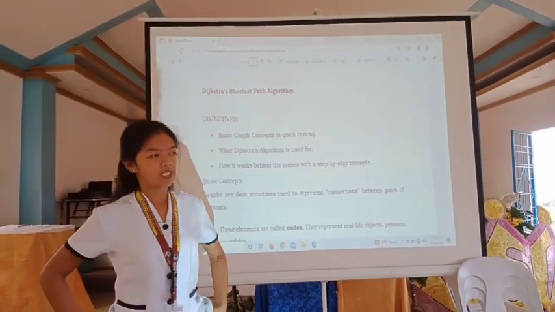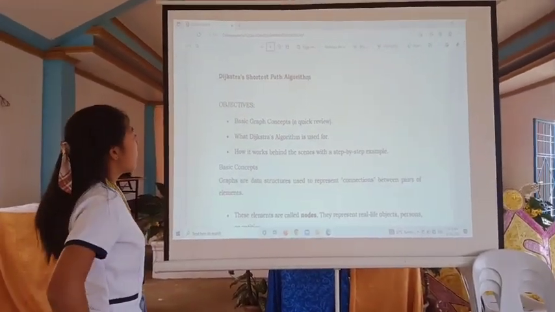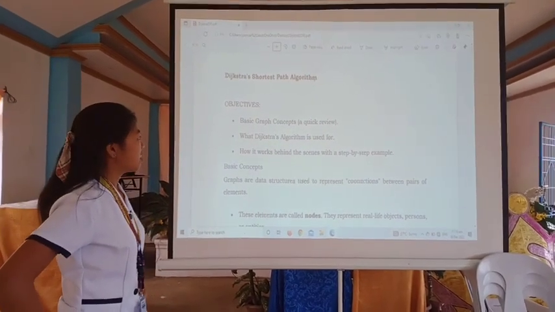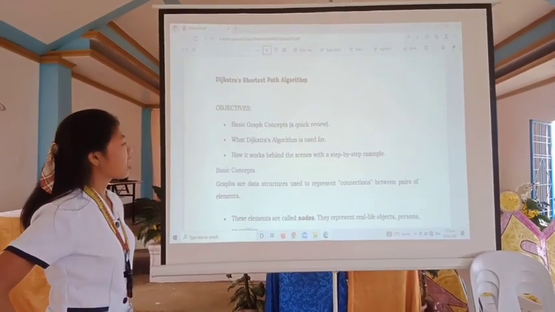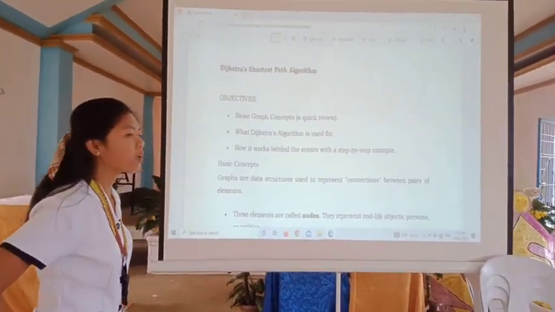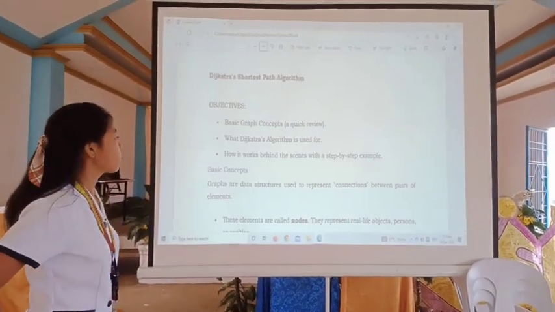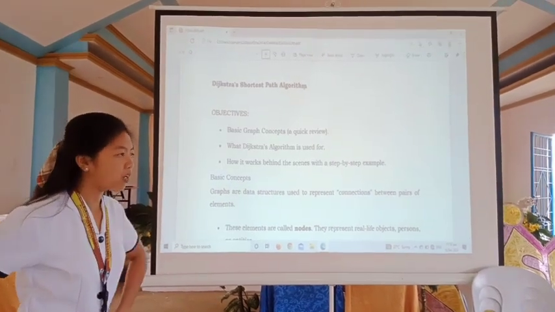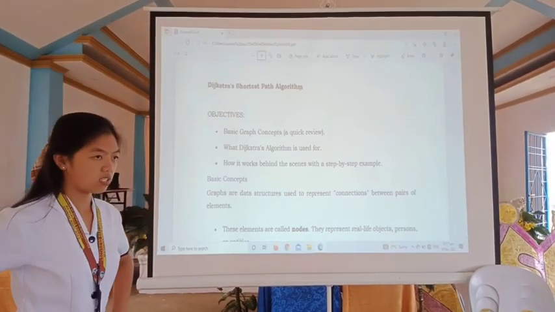Okay, for the learning objectives, at the end of the lesson, the student will be able to understand basic graph concepts, a quick review, and then understand what Dijkstra's algorithm is used for, and know how it works behind the scenes with a step-by-step example. Okay, let's have the basic concepts.